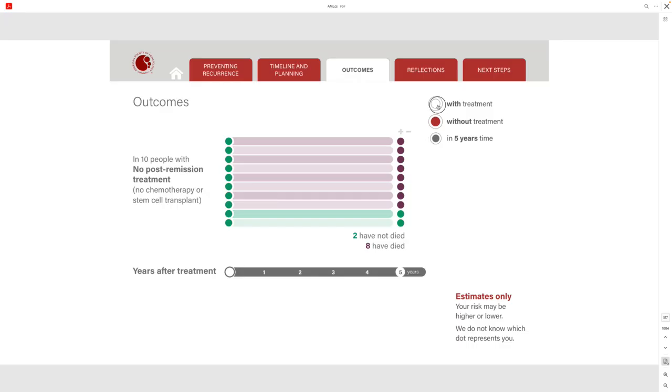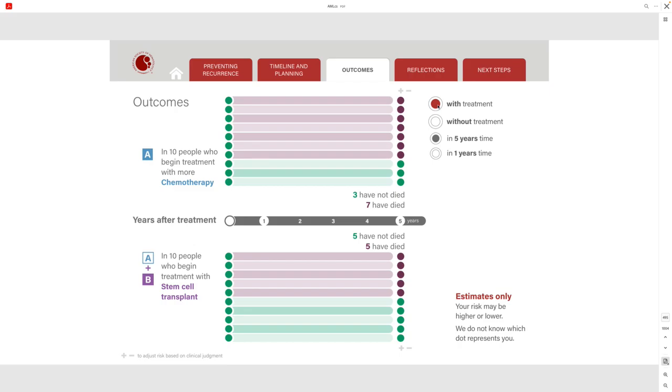And then what will happen with treatment can be explored in this graph, both for the chemotherapy option as well as for the stem cell transplant option. Once again, at time 0, everybody has achieved remission, and we can see that with chemotherapy at the end of 5 years, 3 patients now survive and 7 have passed away. Of course, it's always helpful to indicate to the patient that we have no way of knowing if the patient is one of these green ones or one of these purple ones.